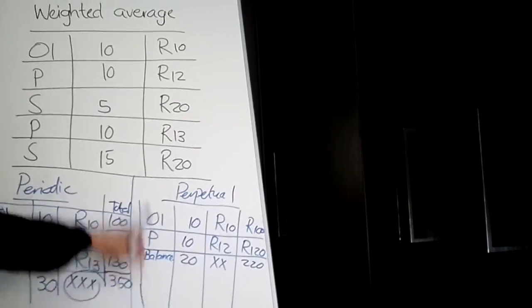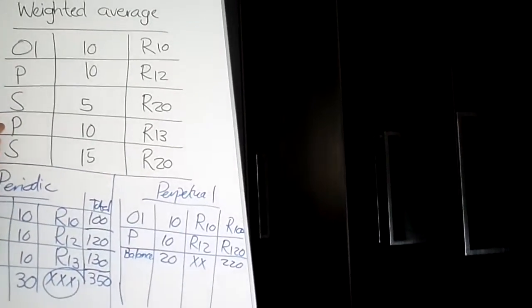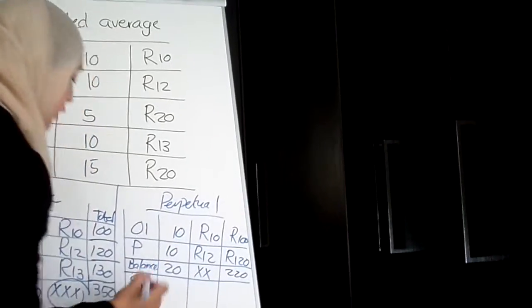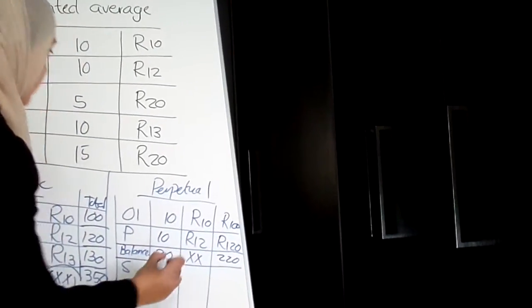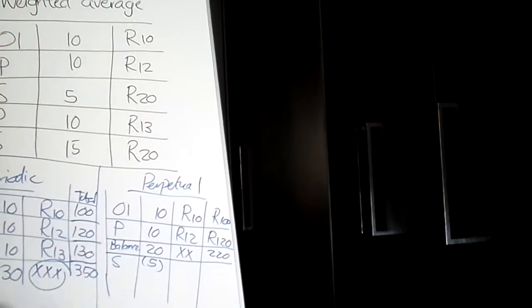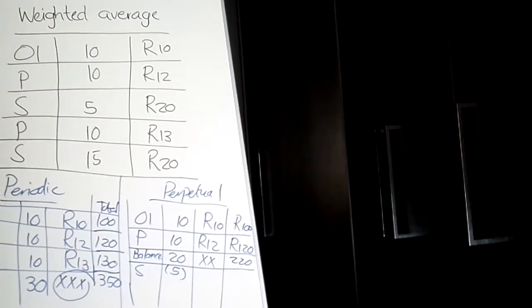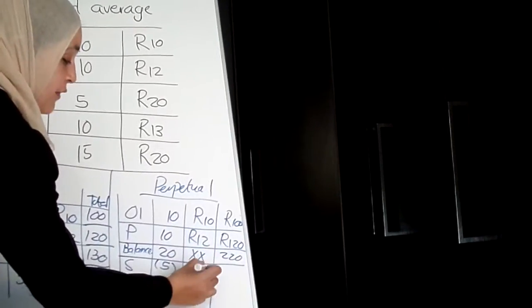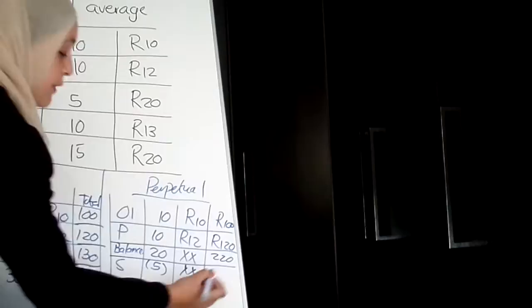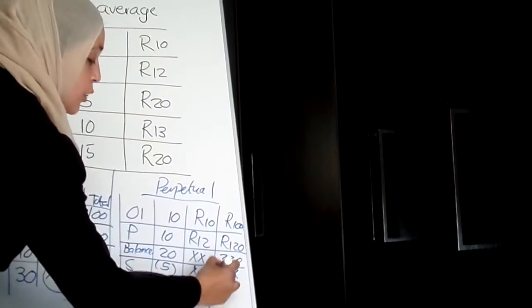When you are done with that, you carry on with your table. You now say my next transaction is a sale. So you put your sale over there. You've sold 5 units. It needs to be in brackets because you're subtracting the amount of units that you've sold. You'll bring down that weighted average which you've calculated there. Then you'll say 5 times by that gives me my total, which will be in brackets.